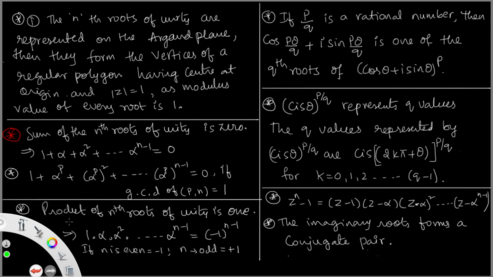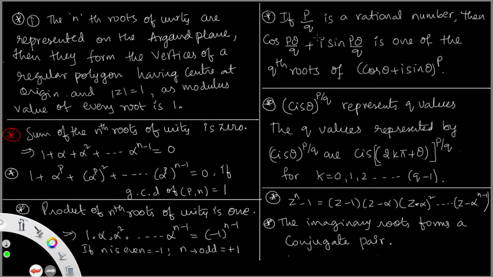And the product of the nth roots of unity, that is 1 into alpha, alpha square, and so on up to alpha to the power of n minus 1, is minus 1 whole to the power of n minus 1. If n is even, that value becomes minus 1. If n is odd, that becomes plus 1.